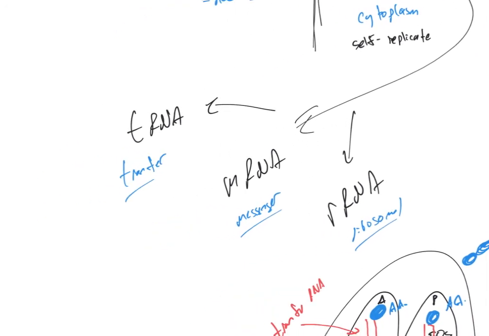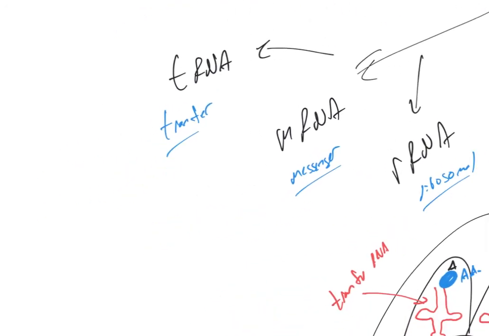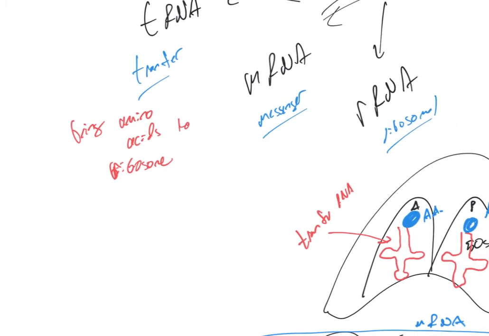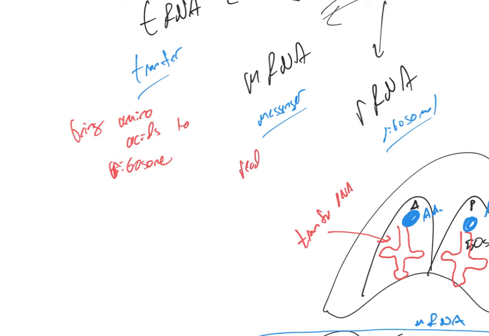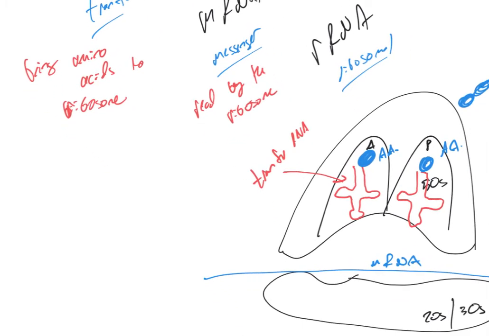I think I'm almost done here. So transfer RNAs, the definition of transfer RNAs is they bring the amino acid. So write that down somewhere. Transfer RNA brings amino acids to the ribosome. Okay? Messenger RNA is read by the ribosome. Okay? The ribosome is going to make the protein.